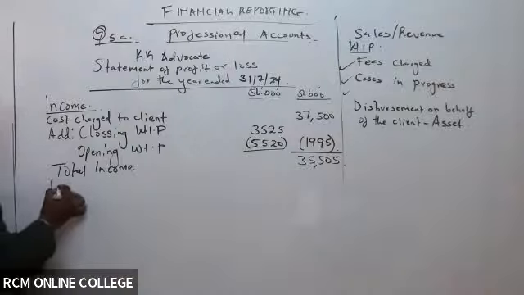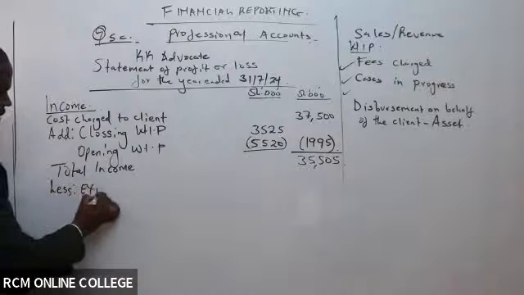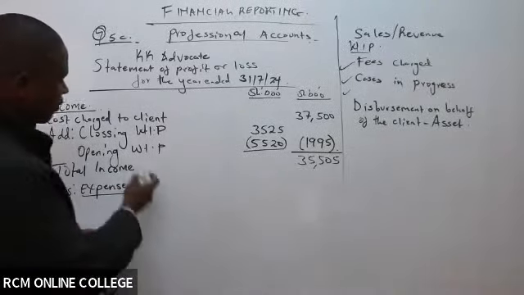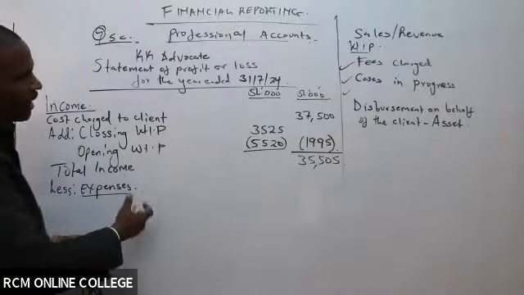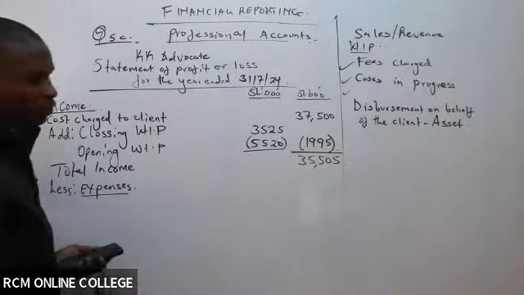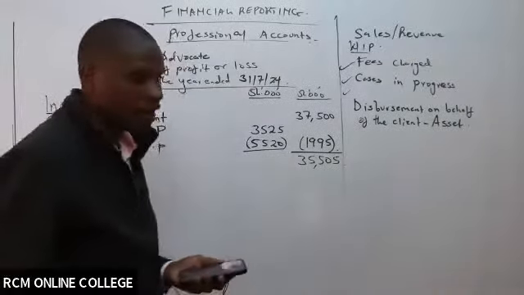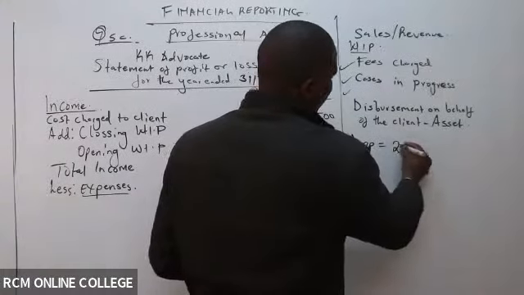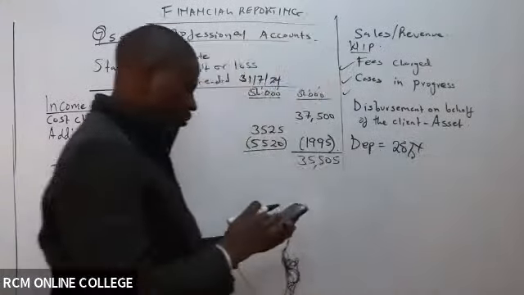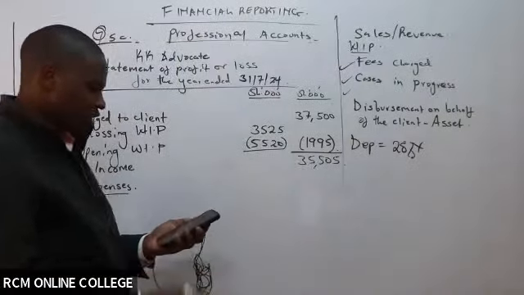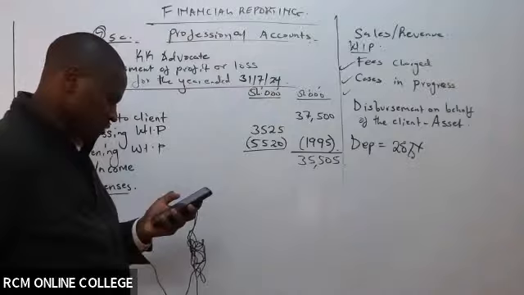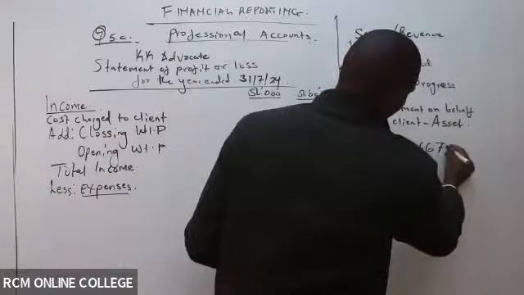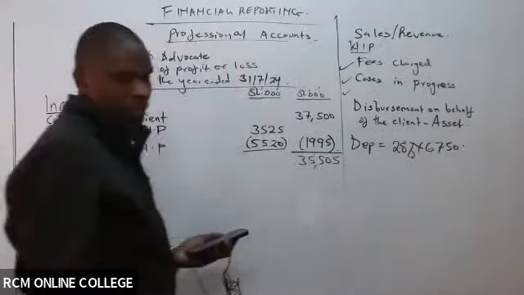Then we come to our expenses, less expenses. I advise all the students that when you are looking at the expenses, kindly start with the additional information. In our additional information, we have depreciation. We can compute depreciation, which will be 20% of what? What is the value of those library books? It is 6750. We start there because you may tend to forget.